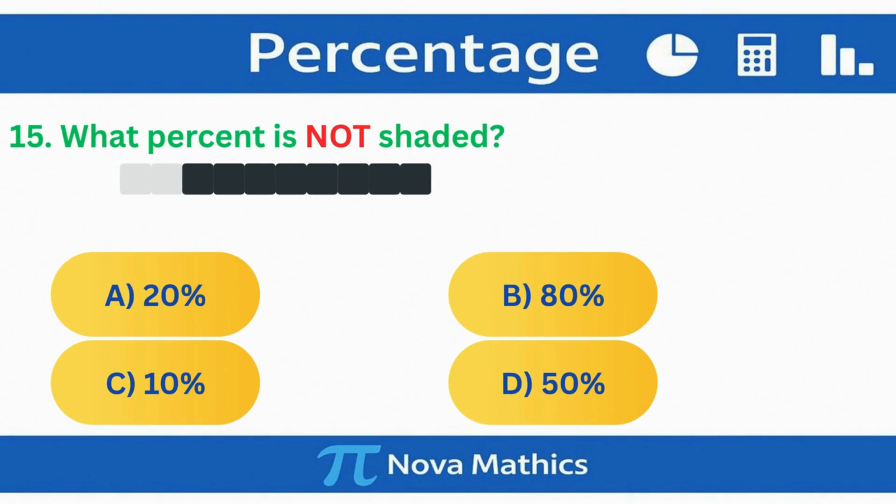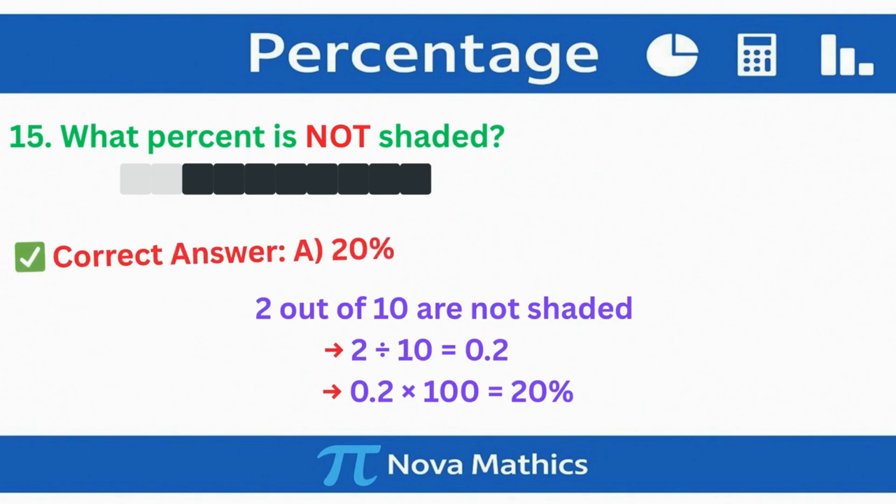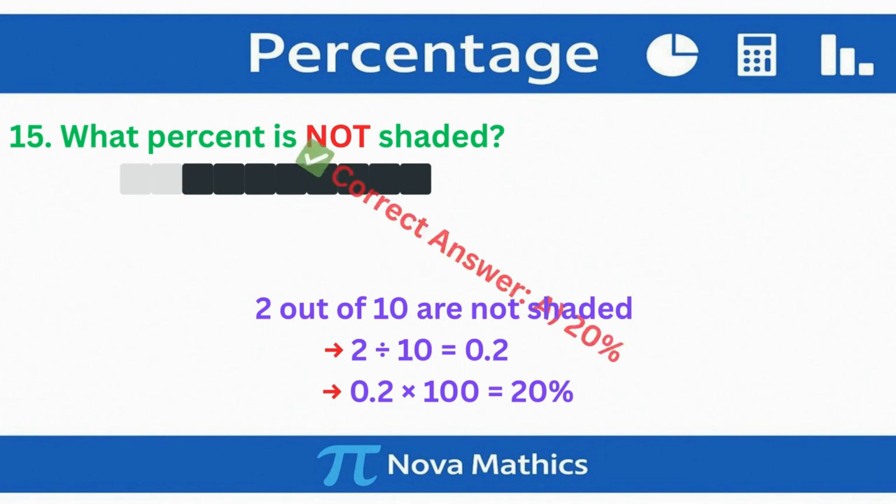15. What percent is not shaded? Correct answer is 20%. 2 out of 10 are empty. That's 20% not shaded.